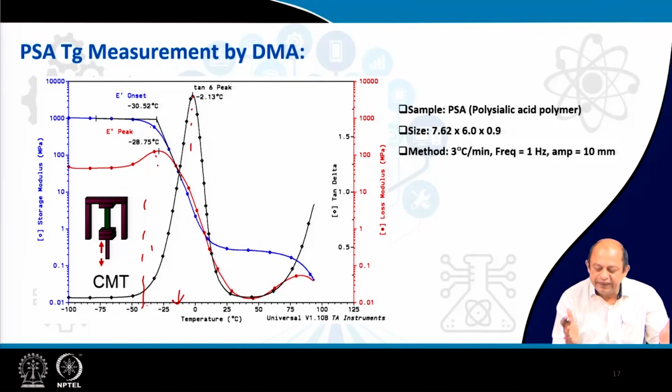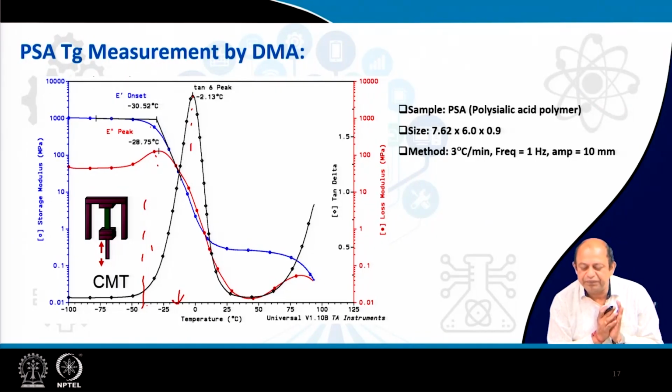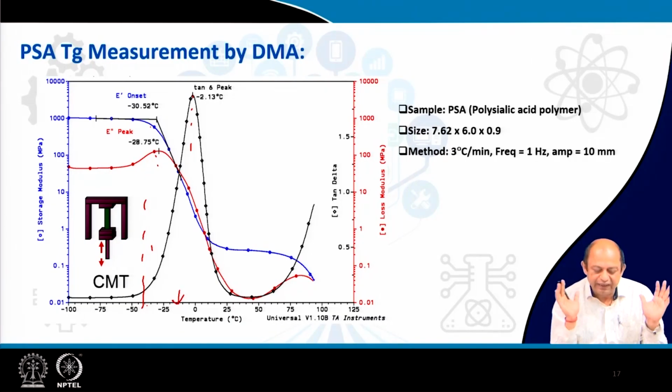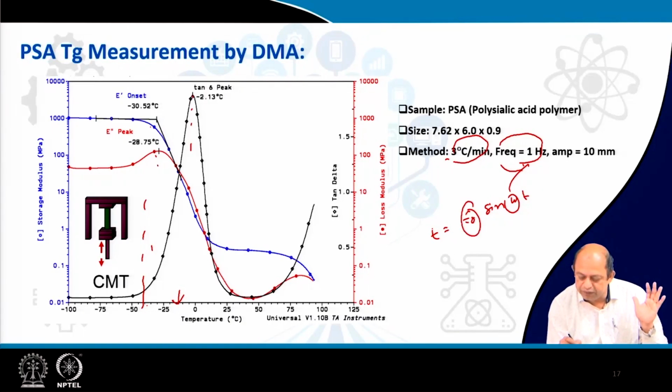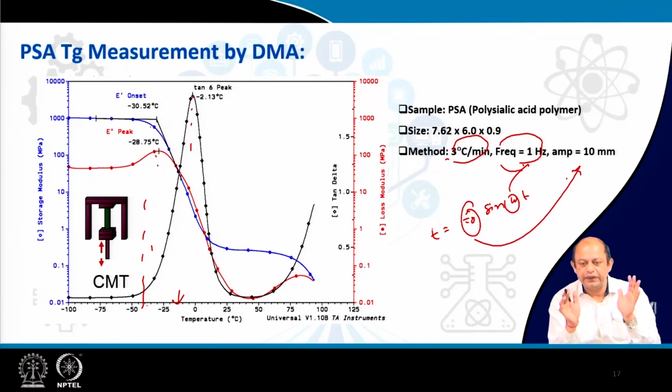So, this is what I already exemplified. It is a particular polysialic acid polymer, as an example, an amorphous polymer, and here I already exemplified it. And when you represent, this is the heating rate. This is the frequency of epsilon equals epsilon 0 sin omega t. What is the omega value of it? That reflects 1 hertz. And the amplitude, this epsilon 0 part of it. So, this is what is defined.